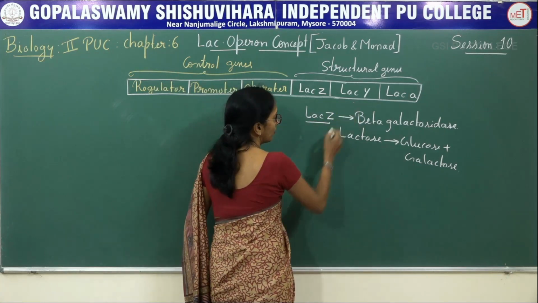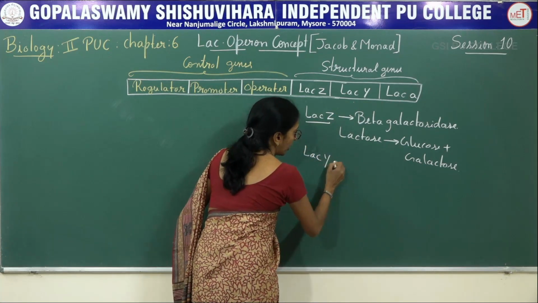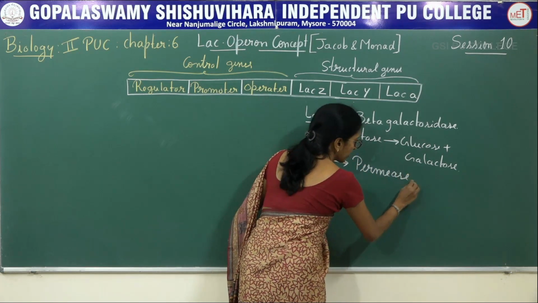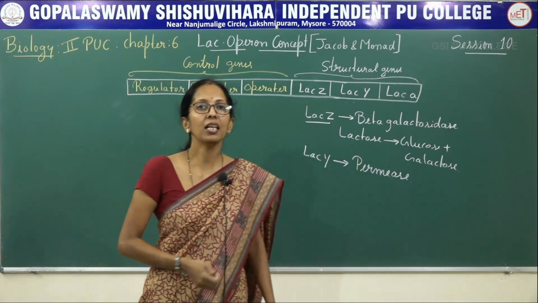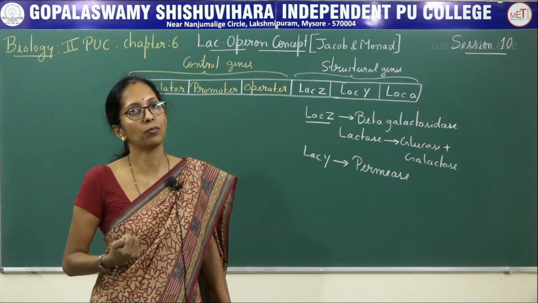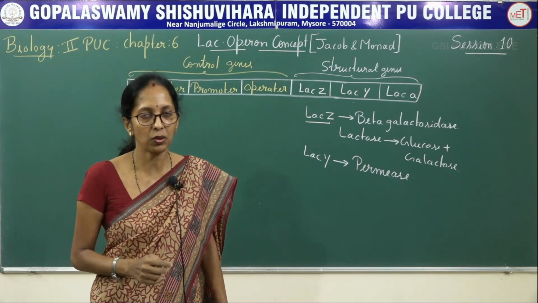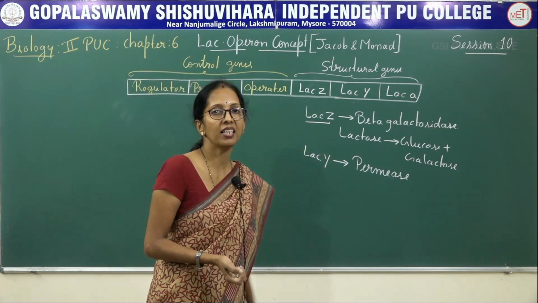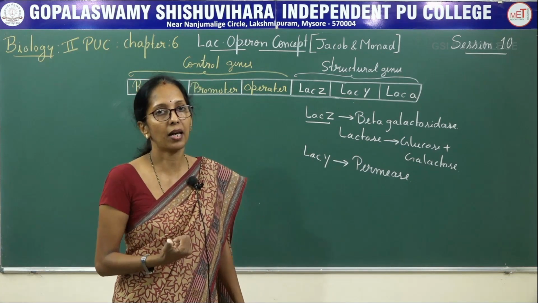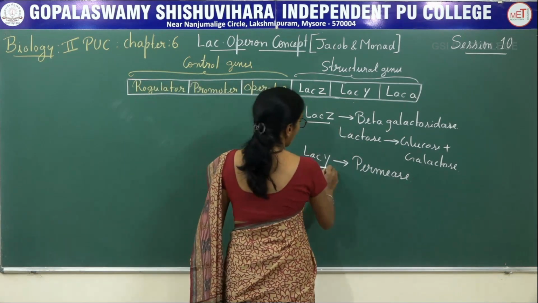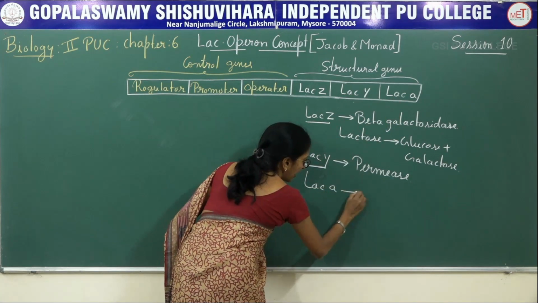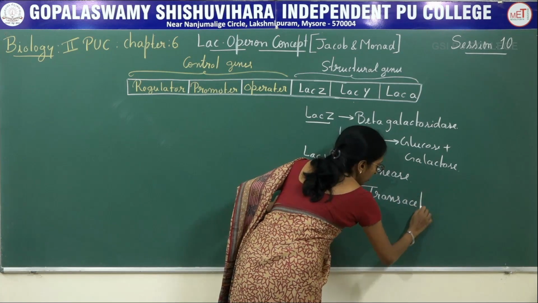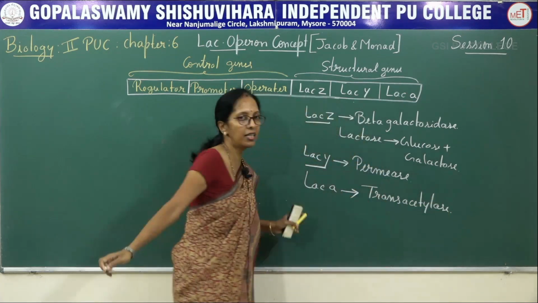Coming to the second one, lac Y. This helps in the synthesis of permease. This enzyme mainly helps in uptake of lactose from the surrounding media. In the media there is a presence of lactose, so this enzyme permease helps in uptake of this lactose from the media. Coming to the last one, lac A. This helps in the synthesis of trans-acetylase. This function is not known.